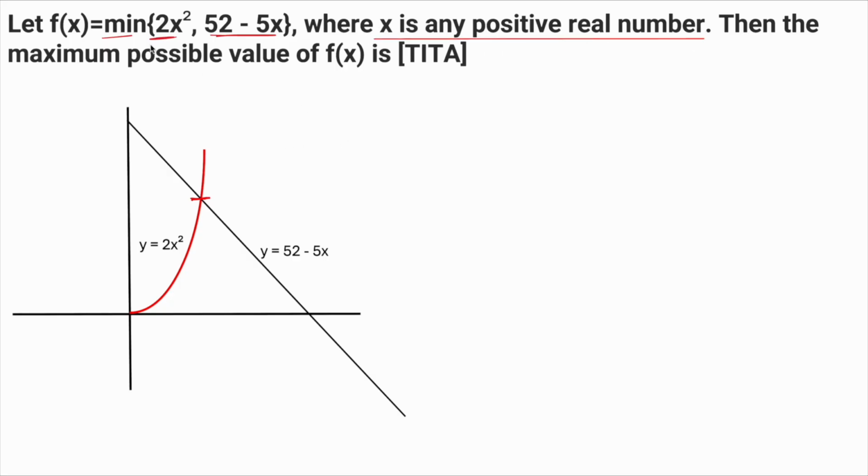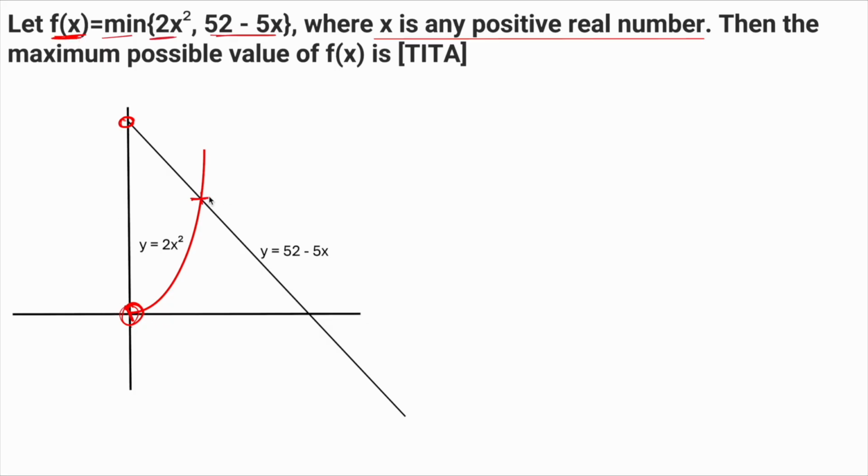Now notice f of x is the minimum of these two graphs, meaning at any value of x, whichever graph has a smaller y coordinate is the value of f of x at that point. As an example, when x is 0, we have the origin. At that point, y is equal to 2x square will be 2 into 0 square or 0, whereas y is equal to 52 minus 5 into 0 will be 52. Between 52 and 0, 0 is lesser. So f of x at x equal to 0 is defined by this point 0.